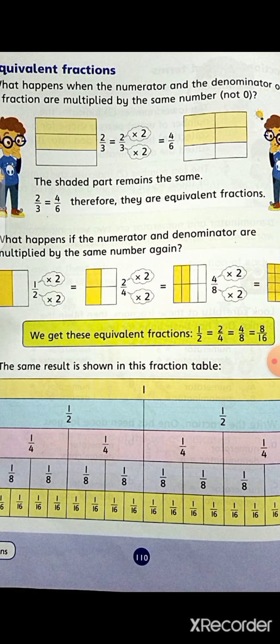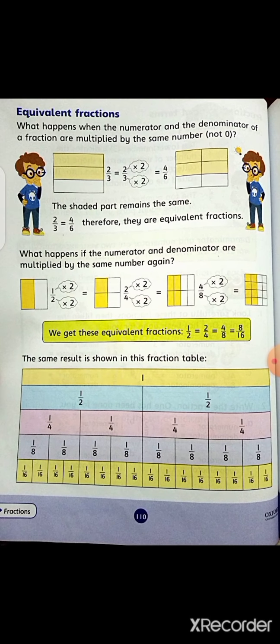You will get an equivalent fraction, students, when you multiply both the numerator and the denominator by the same number. The new fraction that you get will be an equivalent fraction. The shaded part remains the same. 2 over 3 is equal to 4 over 6. Therefore, they are equivalent fractions.